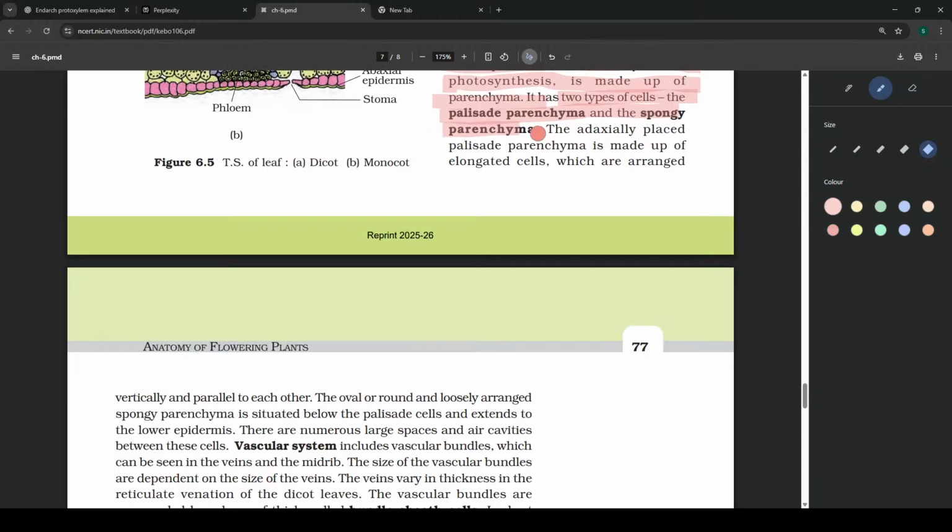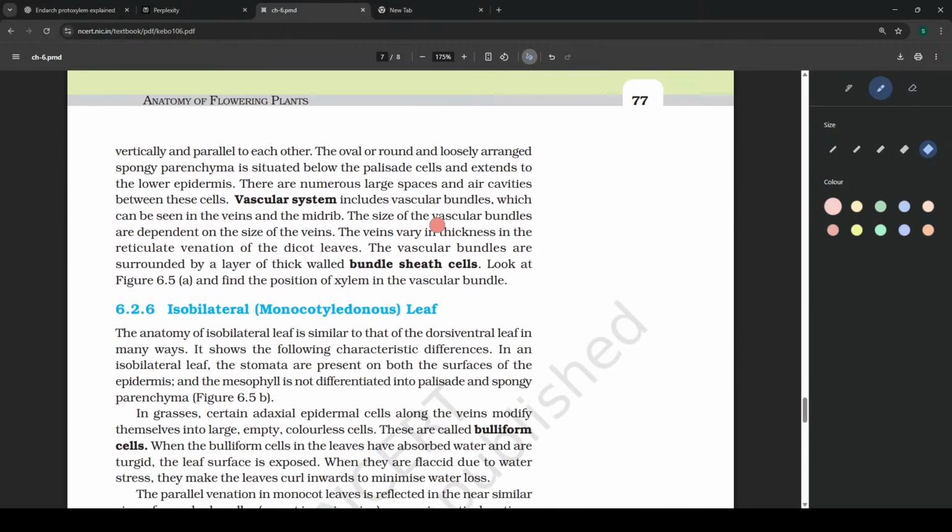The adaxially placed, the upper placed palisade parenchyma is made up of elongated cells which are vertically parallel to each other. The oval or round and loosely arranged spongy parenchyma is situated below the palisade cells and extends to the lower epidermis. There are numerous large spaces and air cavities between these cells. Vascular system indicates vascular bundles which can be seen in the veins and the midrib. The size of the vascular bundles are dependent on the size of the veins.